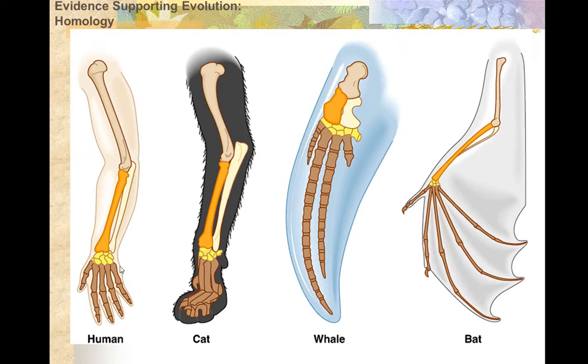We don't walk on our hands, not regularly, unless we're a gymnast, but we have this opposable thumb. We're going to grasp things. These other three, it's for transportation.